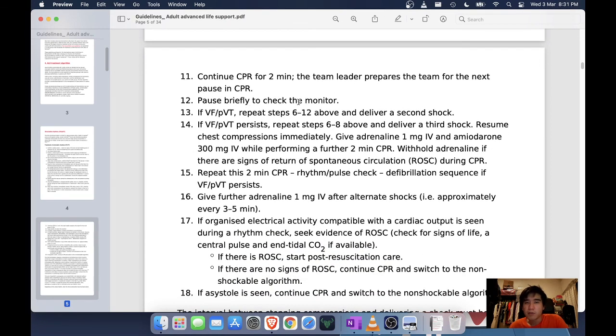So this is the second round already. First, you check this person is unresponsive. You call the resus team and then you start your compressions straight away. 30 compressions, 2 breaths, and shock them. Then continue straight away, don't stop. Don't pause the compressions for too long. After the shock has been delivered, immediately go back to chest compressions.